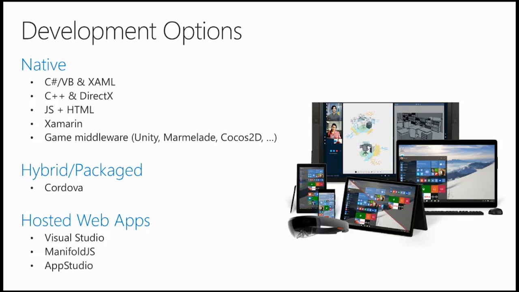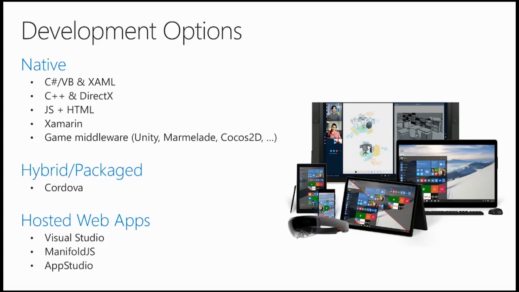And the first one, of course, is that you can build a native application. So you are using either C# or VB together with XAML for your presentation logic, and then build that Universal Windows Platform application. So you're calling into those unified APIs.